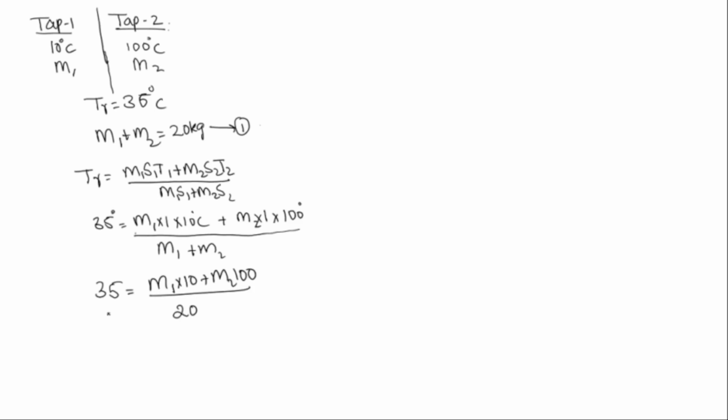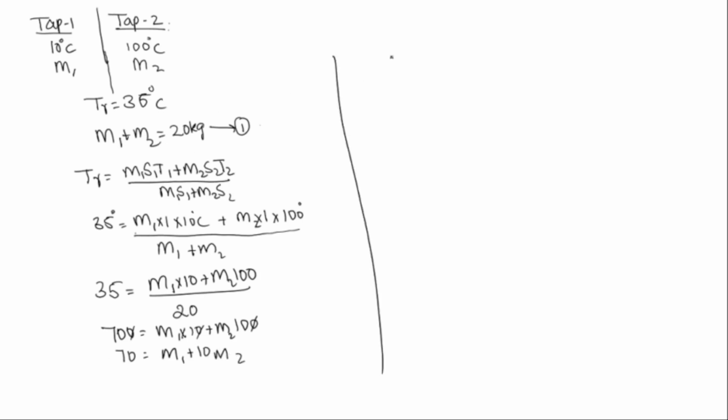So this gives 700 equal to M1 into 10 plus M2 into 100. The zeros will get cancelled, so 70 is equal to M1 plus 10 M2. From equation 1, we get M1 is equal to 20 minus M2.